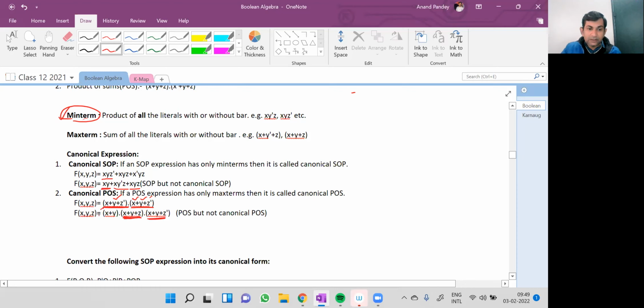But this term, you can see, has only two literals, x and y. z is missing here, so this is not a max term, since it is not the sum of all the literals. z is missing there. This is not a max term, but this is a max term, this is a max term. So this is the concept of min term and max term. Please remember this.